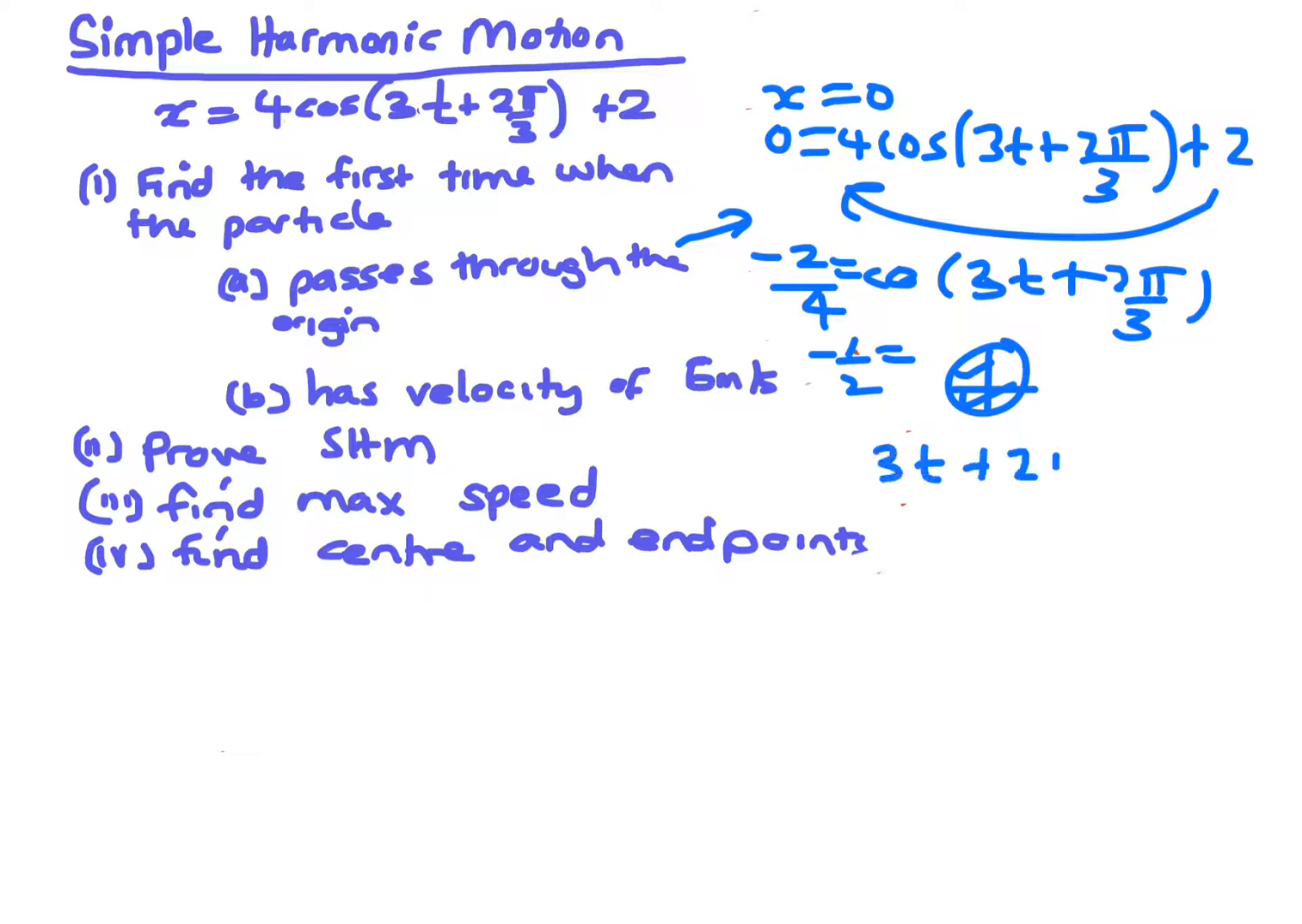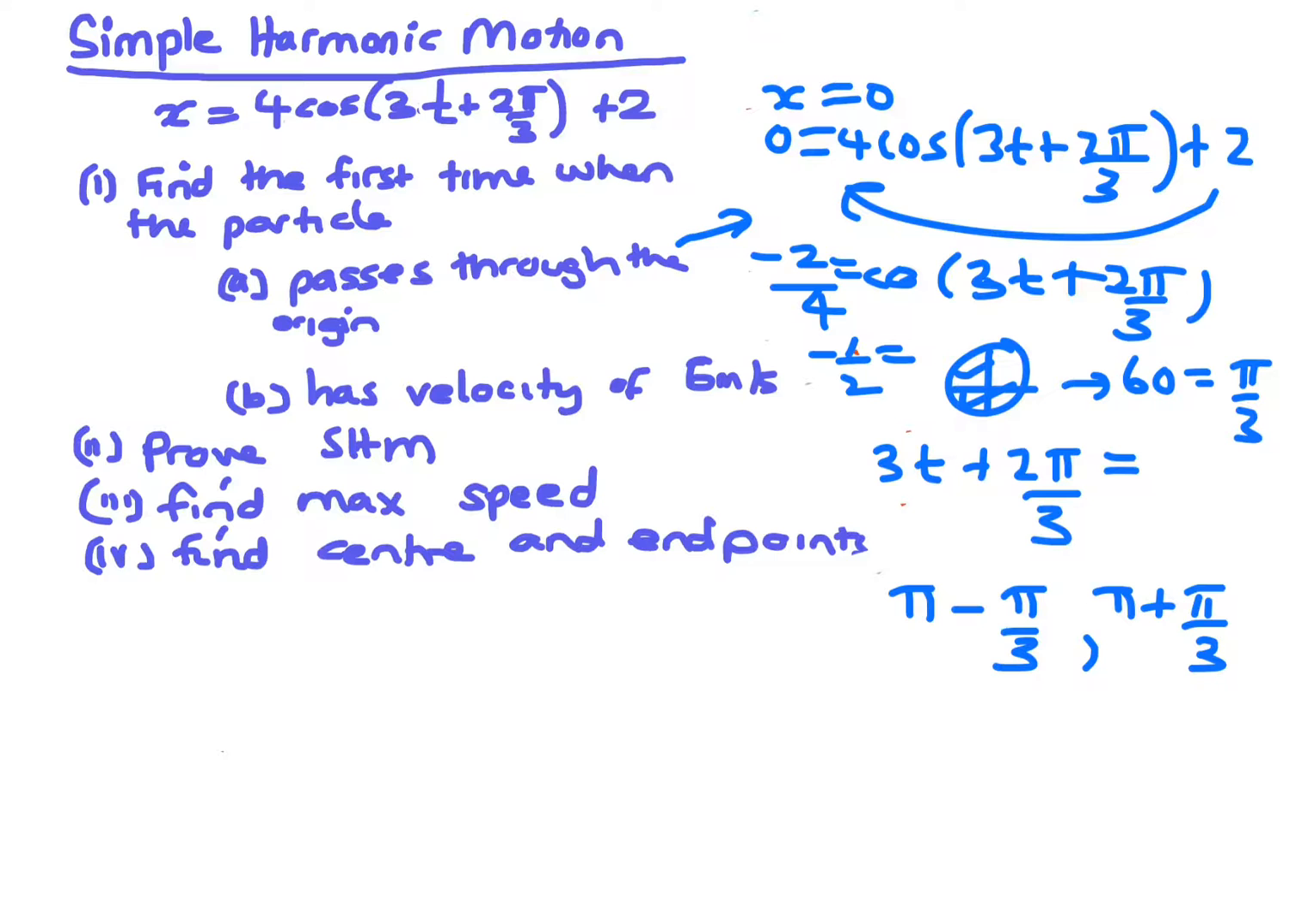So 3t + 2π/3 equals, so it's minus a half at π minus π/3, because cos equals a half at 60, and 60 is π/3, and π plus π/3. So that's 3t + 2π/3 equals π minus π/3, which would be 2π/3, and π plus π/3 would be 4π/3.